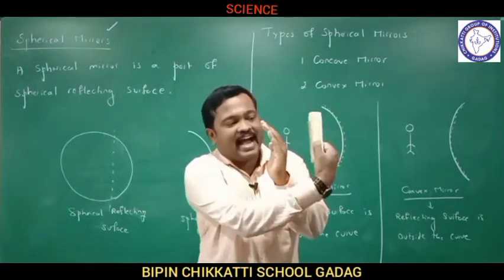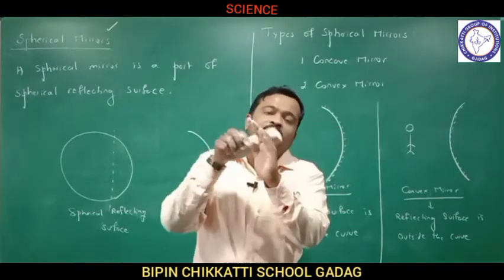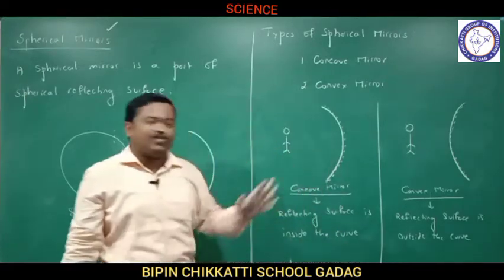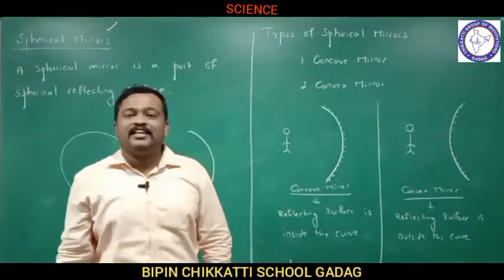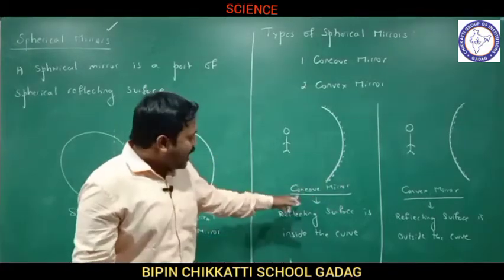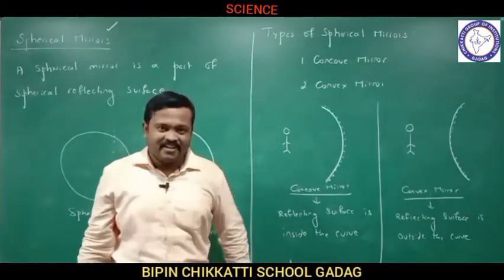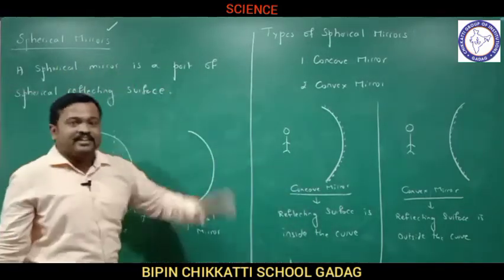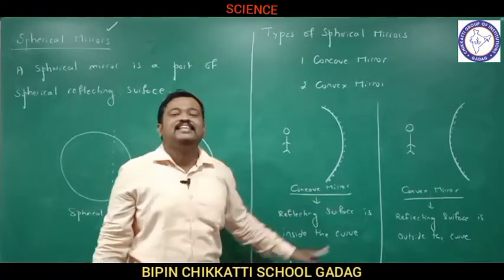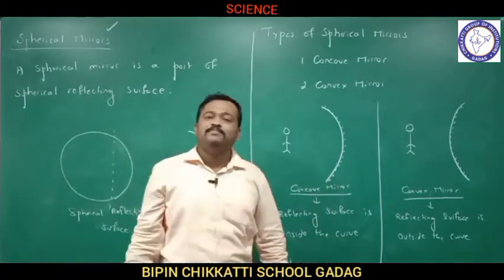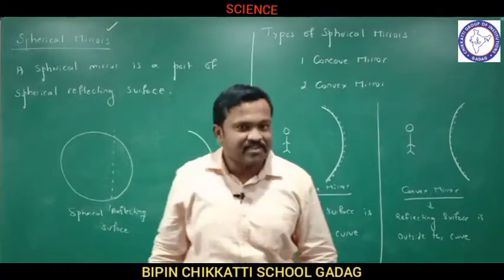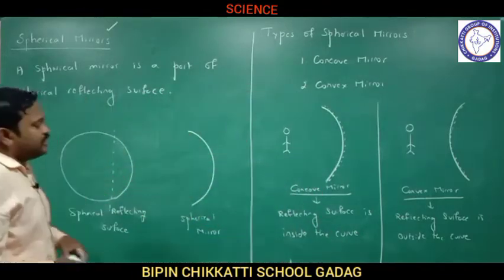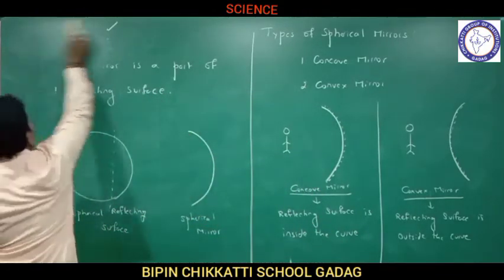If you are standing on this side and seeing your face, then this kind of mirror is called a convex mirror, right? If the reflecting surface is inside, then it is called a concave mirror. If the reflecting surface is outside, then it is called a convex mirror, and inside, it is called a concave mirror, right? Once again, what is a concave mirror? A concave mirror is a spherical mirror in which the reflecting surface is inside the curve. A convex mirror is a spherical mirror in which the reflecting surface is outside the curve, right? So do you understand? These are the differences between concave and convex.